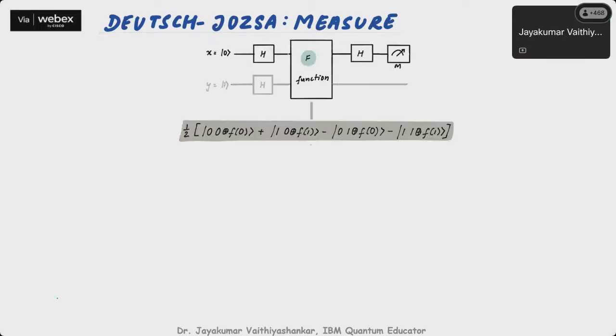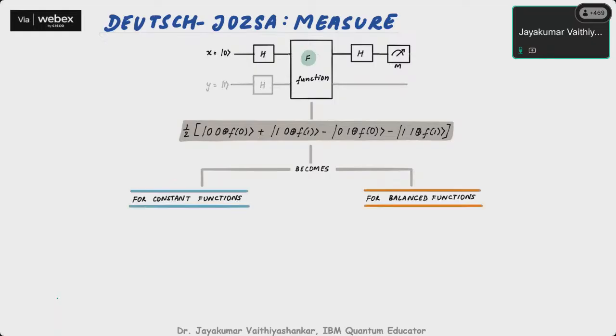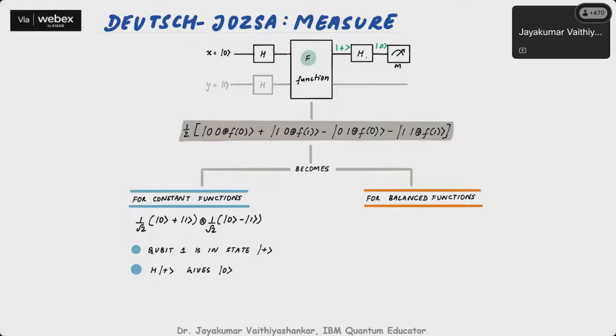So if you do measurement, it will have 2 branches. For a constant function, this is the term you will have. It will go to the positive state. If your function is constant, as we discussed earlier, it will go to the positive state. From the positive state, if you apply Hadamard, it will go to state 0.